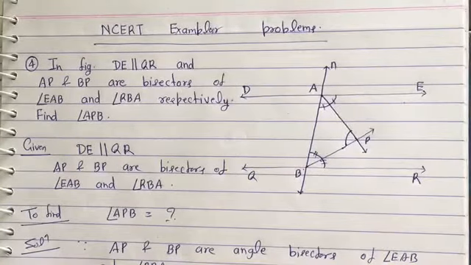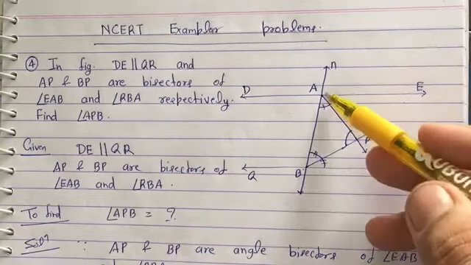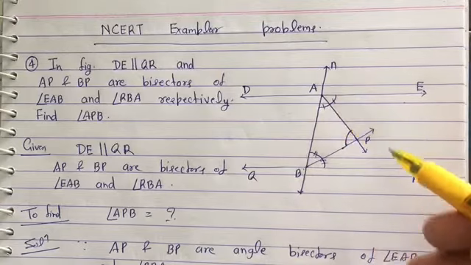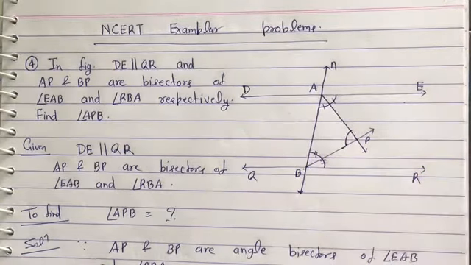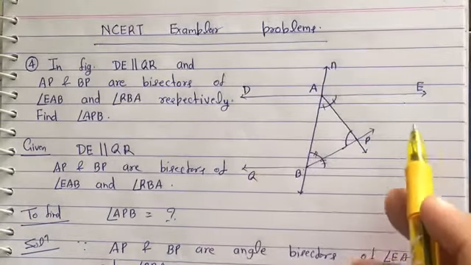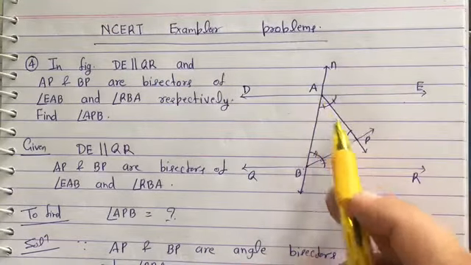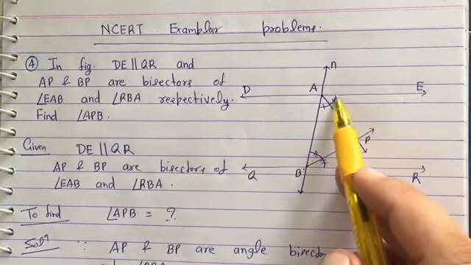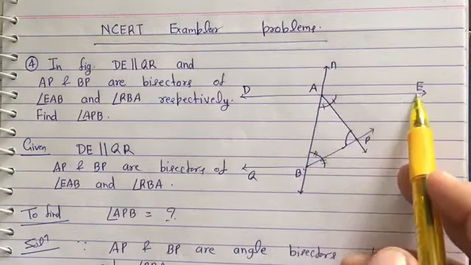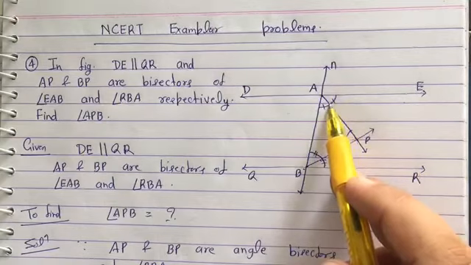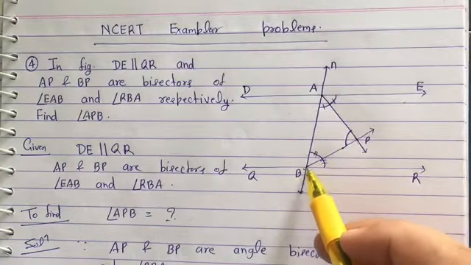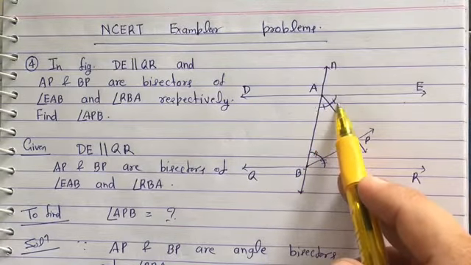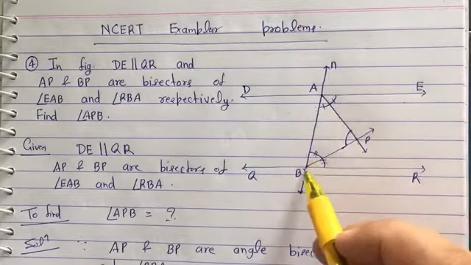So first of all we are going to use the concept of what happens when AP bisects this angle, and BP bisects this angle. You know it very well that when AP bisects angle EAB, then it divides it into two equal angles, angle EAP this part and angle BAP this part, and both angles are equal to half of angle EAB.